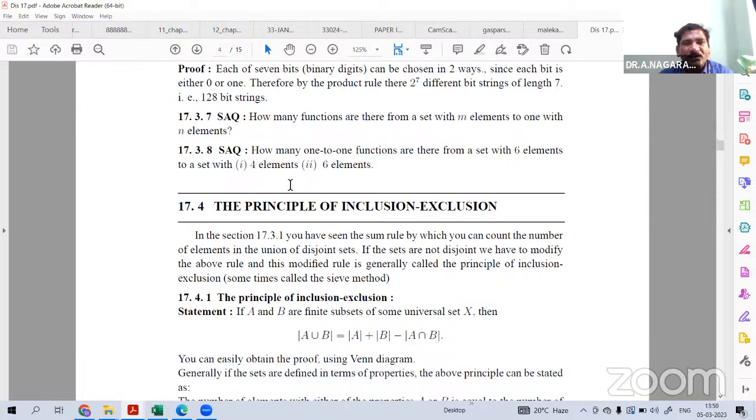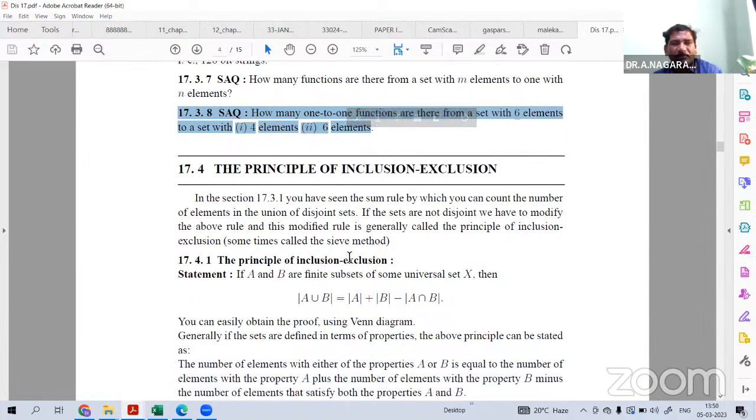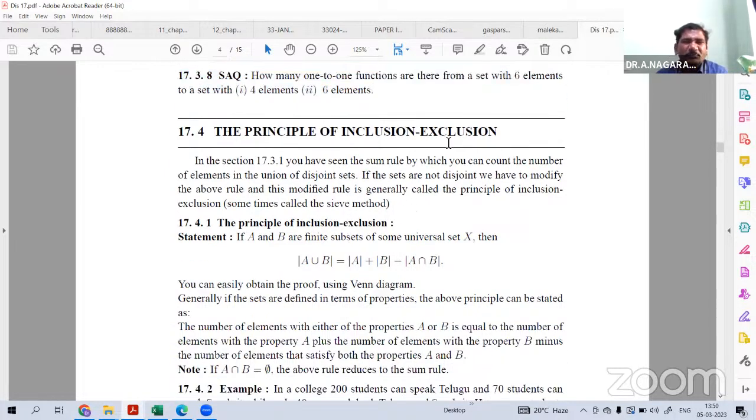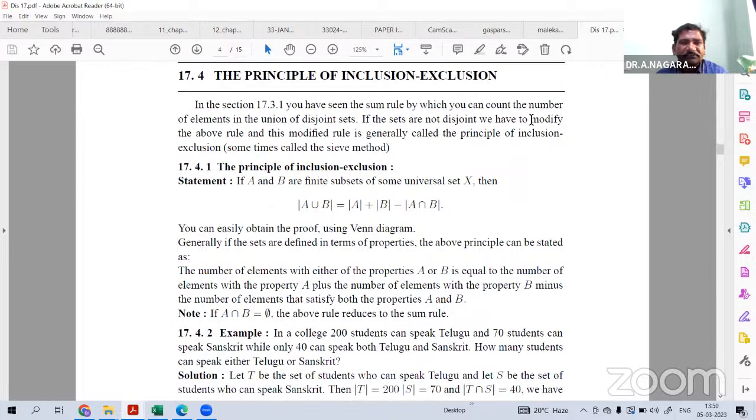Next examples, we already have the solved problem 17.3.8 in the CQ, mentioned at the bottom. Next, we will discuss the principle of inclusion and exclusion.